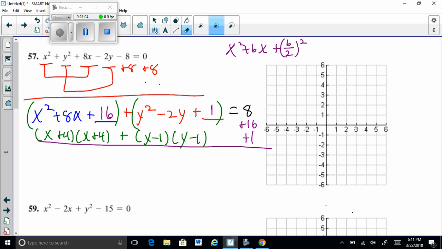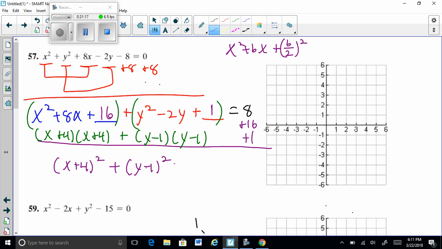Okay, so once we simplify this by writing this as x plus 4 squared plus y minus 1 squared equals, let's see, that all adds up to 25. Now it should look familiar. Our circle is in standard form now. This is the standard form that we've been dealing with the last couple pages. So our center is going to be at -4, 1, and our radius is going to be 5.